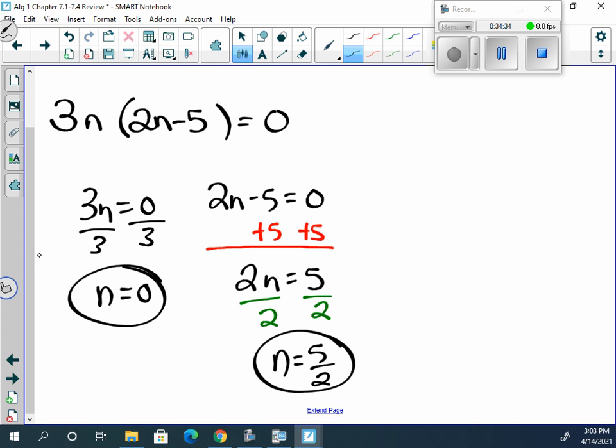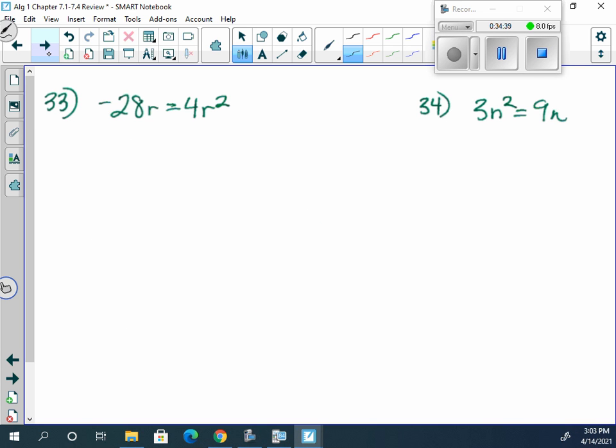So are we good with this here before we move on to the next one? 33 and 34 are essentially the same thing. The direction I move things would be different. And what I mean by this is I want to try to keep whatever term is squared positive. I want to try to keep that positive. So when I look at 33, I need this equal to 0, and I'm trying to keep the squared term positive. Well, since it's already positive, I'm going to leave it alone, and I want to move the 28r over to it. And the way I can do that is by what?